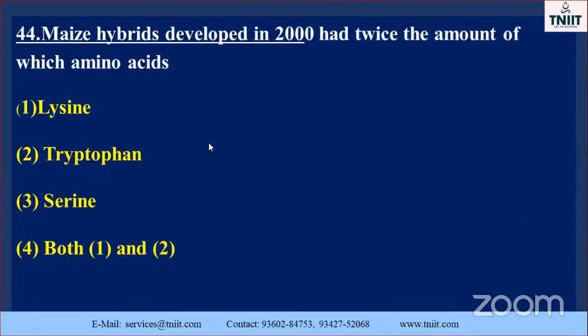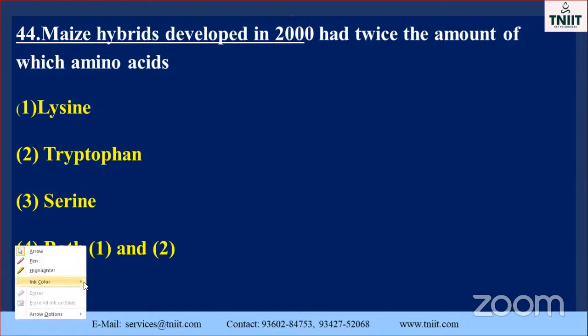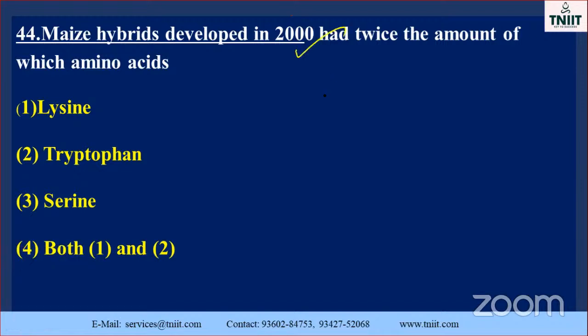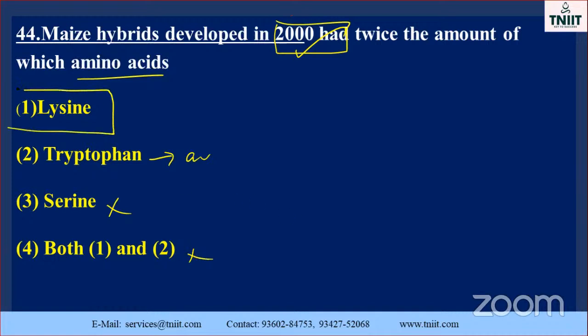Next one. See this one. Maize hybrid developed in 2000 had twice the amount of which amino acid? Already we saw it. This is also a direct question, my dear student. This definitely comes. The 2000 varieties there; you know very well about the amino acids. Tryptophan is an aromatic amino acid. Serine will not come. Both 1 and 2 will not come. So lysine is the amino acid.